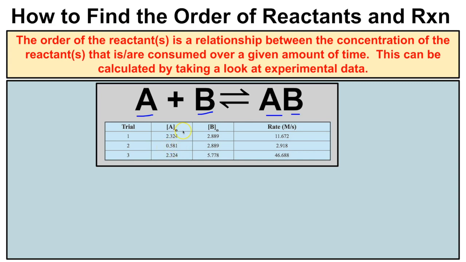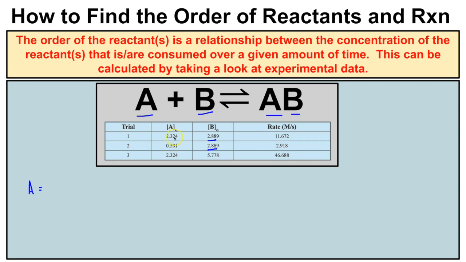So in order to do this, here's what we have to do. Let's first start with reactant A. To get the order of reactant A, what we have to do is take a look at reactant B, and we're going to hold B constant. If we take a look at trials 1 and 2, B is being held constant. It's not changing. And so let's take a look at the results for A.